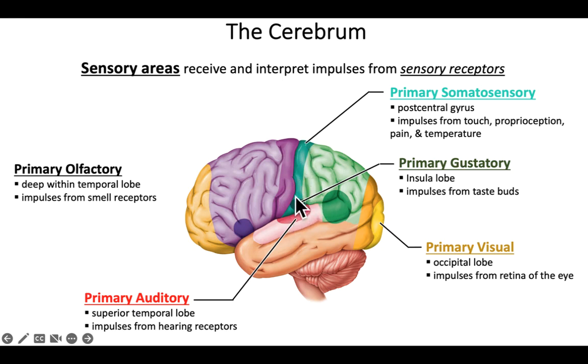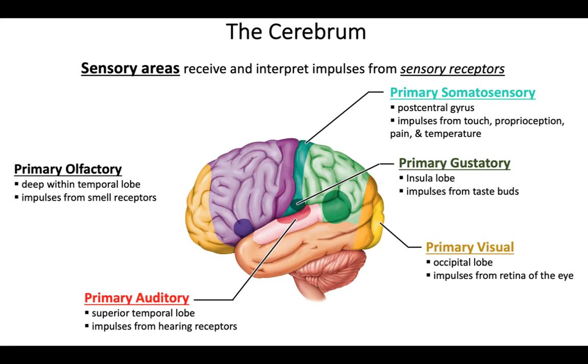There's a gustatory area here. Now that's, again, in the insula lobe, so it's going to be deep in that lobe. And that receives the impulses from taste. And then the way back of the occipital lobe is what's called your primary visual area. And that receives impulses from the retina of your eye. So these are all sensory, and they're involved in perception.